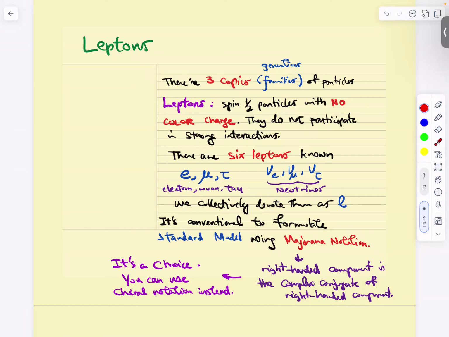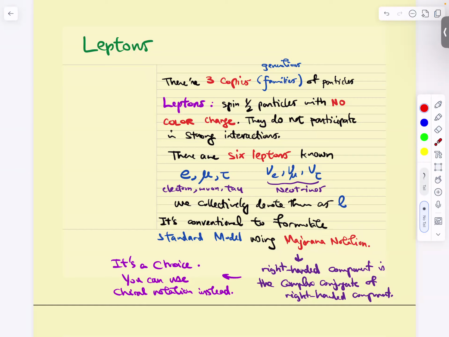All right. How many of them are there? There are 6 of them. There is electron, muon, and tau, and electron neutrino, muon neutrino, and tau neutrino. 6 of them. We collectively write them as L. Because they don't interact through SU3, through color, in the Feynman diagrams we draw, you could recycle the same calculation of electron for tau by changing the masses, right?